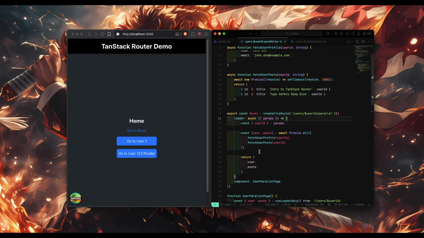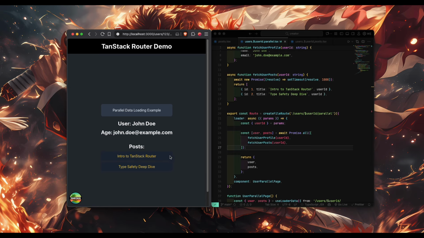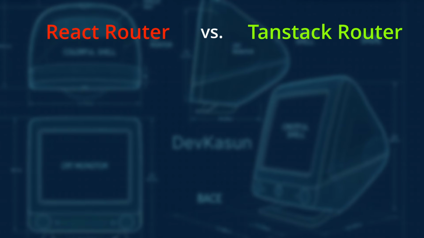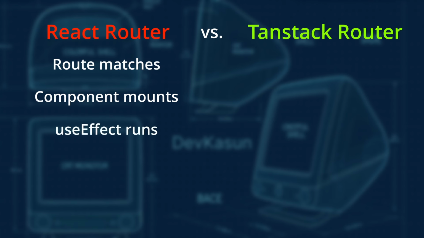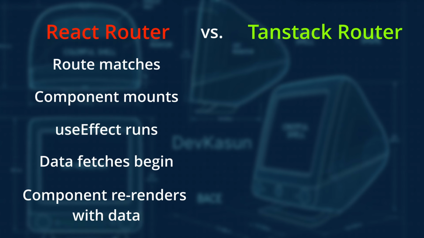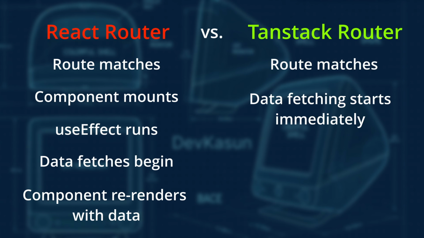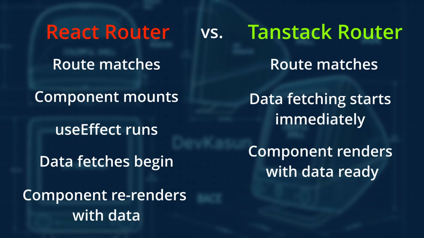In this route, the loader fetches user info and posts in parallel using Promise.all. By the time the page renders, all data is ready. No spinners, no flashing UI. Compare this to traditional React Router, where you would have route matches, component mounts, useEffect runs, data fetches begin, and the component re-renders with data. With TanStack Router, route matches, data fetching starts immediately, and components render with data ready.